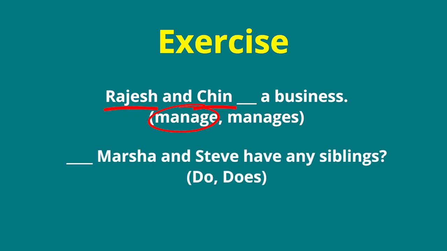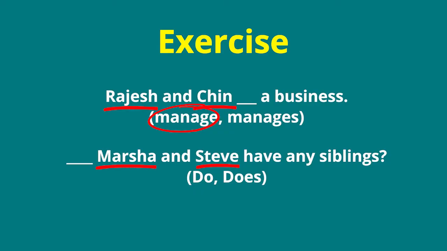Finally, something Marcia and Steve have siblings. Here, we are placing the verb form to the beginning of the sentence. But first, let's identify the subject. Here, again, we have a compound subject. Can you say what that compound subject is? Definitely, Marcia and Steve, two subjects being joined by and. Therefore, we must make use of a plural verb form.